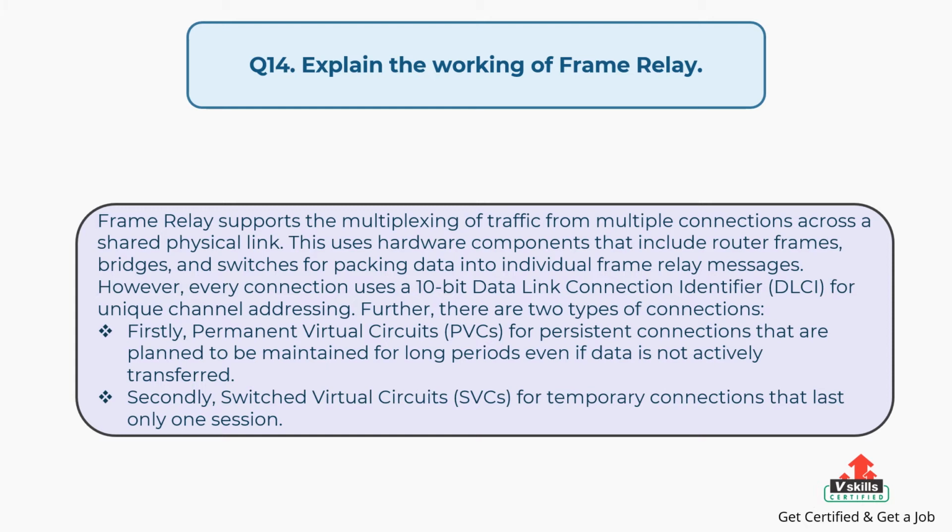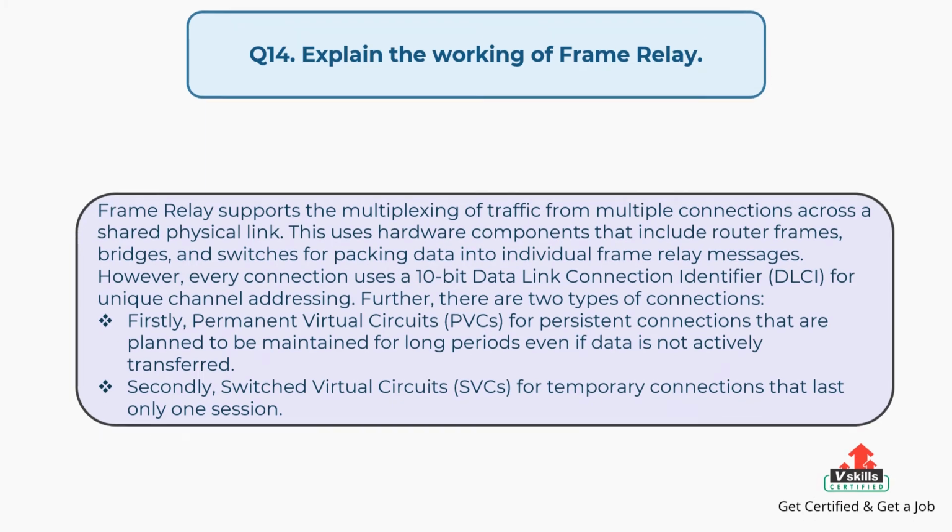The answer is: frame relay supports the multiplexing of traffic from multiple connections across a shared physical link. This uses hardware components that include router frames, bridges, and switches for packing data into individual frame relay messages. However, every connection uses a 10-bit data link connection identifier for unique channel addressing. Further, there are two types of connections. Firstly, permanent virtual circuits, for persistent connections that are planned to be maintained for long periods even if data is not actively transferred. Secondly, switched virtual circuits, for temporary connections that last only one session.